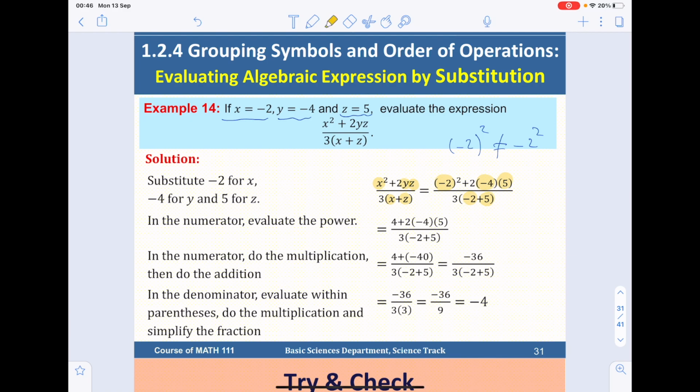Okay, now we just have to find -2 to the power 2, which is 4, and we put the rest as it is. Now we will do the multiplication here. So -4 times 5 times 2 equals -40, and the rest we will put as it is. Now we will do this. 4 minus 40 is -36, and then we will add this together, which is a 3, and then we will times this, which is 9. Then we simplify. 36 with 9 is -4.